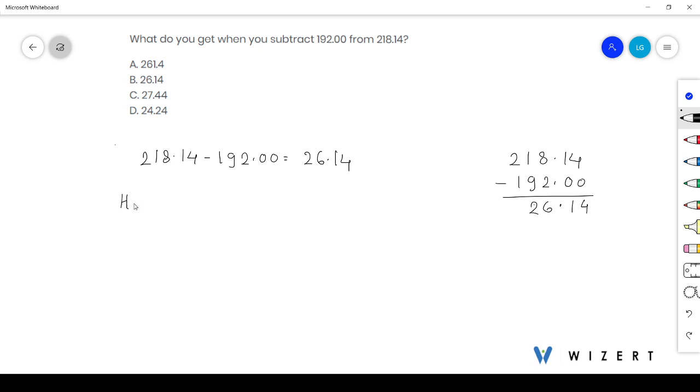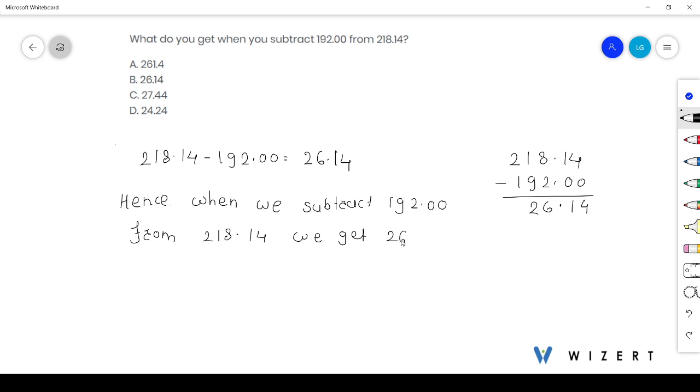Hence, when we subtract 192.00 from 218.14, we get 26.14. So from the available options, we have option B as 26.14.